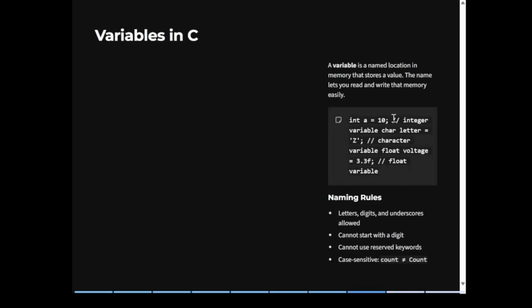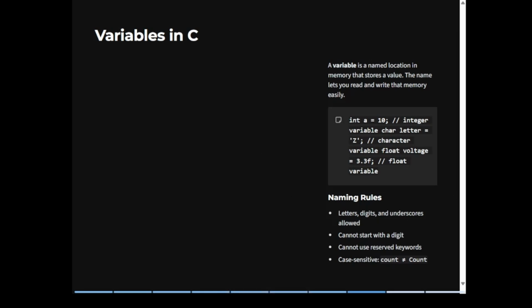So next is a variable. A variable is like a container that stores something. A variable is a named location that denotes where exactly my values are stored in memory. So a variable is a named memory location that stores the value, and the name lets us read and write to it easily.